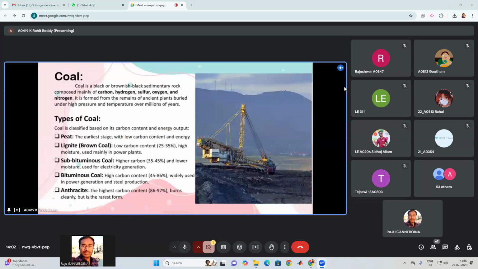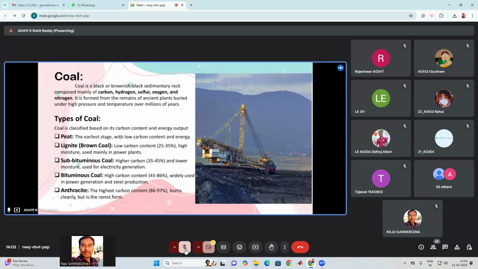So the first fossil fuel is coal. Coal is generally a black or a brownish black sedimentary rock composed mainly of carbon, hydrogen, sulfur, oxygen, and nitrogen. It is formed from the remains of ancient plants buried under high pressure and temperature. We have different types of coal. They are basically classified depending upon the carbon content present in them.